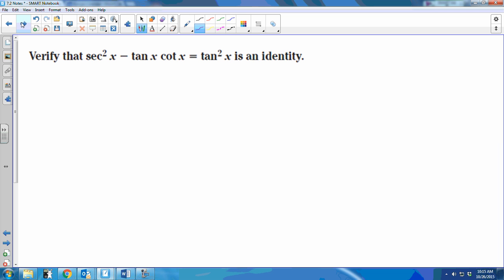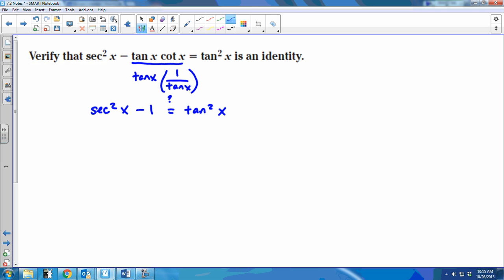All right. So first one. We have secant squared x minus tangent x times cotangent x equals tangent squared x. And I think we did this one last week before you guys left, but just to remind you, tangent x and cotangent x are reciprocals of each other. So if I rewrite one of those and then multiply those together, I have tangent x over tangent x. And so tangent x over tangent x is just 1. So I have secant squared x minus 1 equals tangent squared x so far.